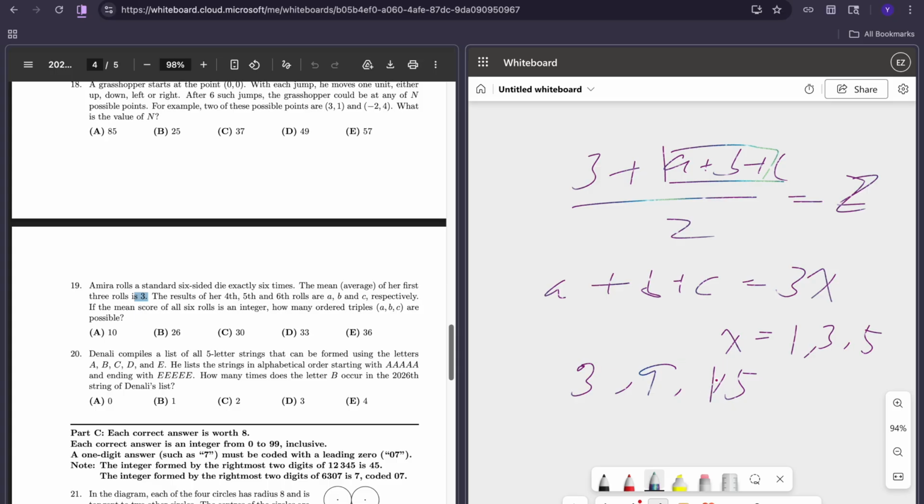The maximum is 15 because 3 times 5 equals 15, 3 times 6 equals 18, and the next number, 3 times 7, is 21. 21 is bigger than 18, so 15 is the maximum. The 3 here is 3 times 1, no double. Okay. So right now we only need to consider 3 cases: 3, 9, 15.